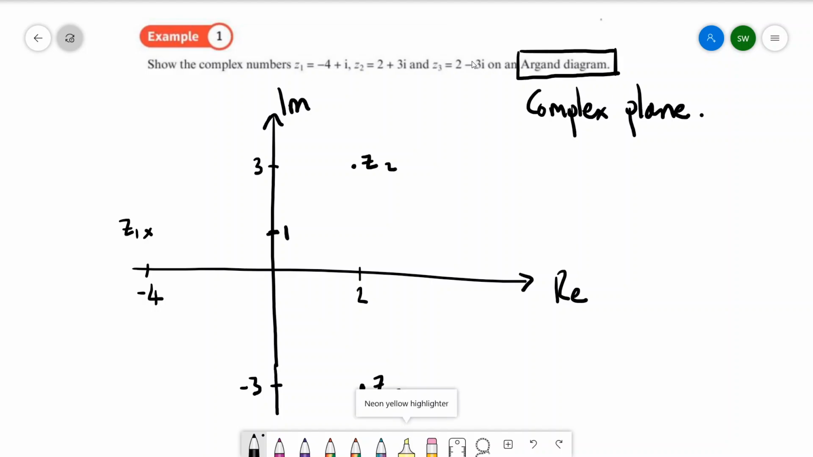And actually you'll notice that z2 and z3 are complex conjugates of each other. That complex number and that complex number are conjugates. And that's because the imaginary part is plus 3 for this number but minus 3 for this number. So the sign has been changed, but the real part has stayed the same. So you can see that we've just reflected this complex number z2 in the real axis to make the imaginary part minus 3.